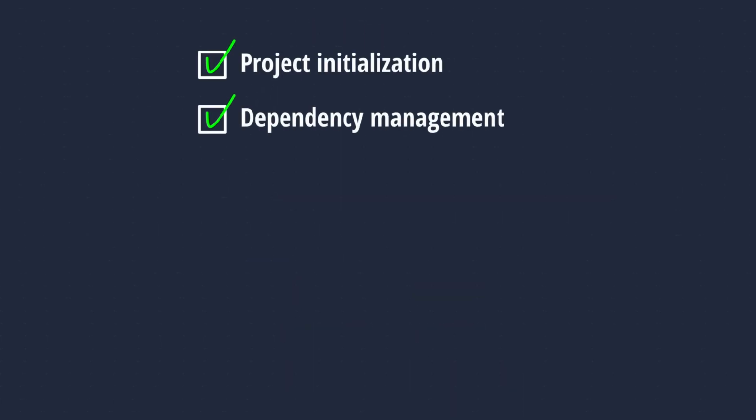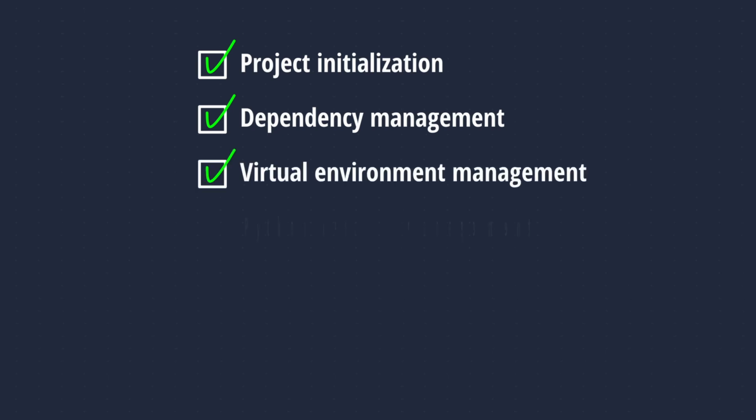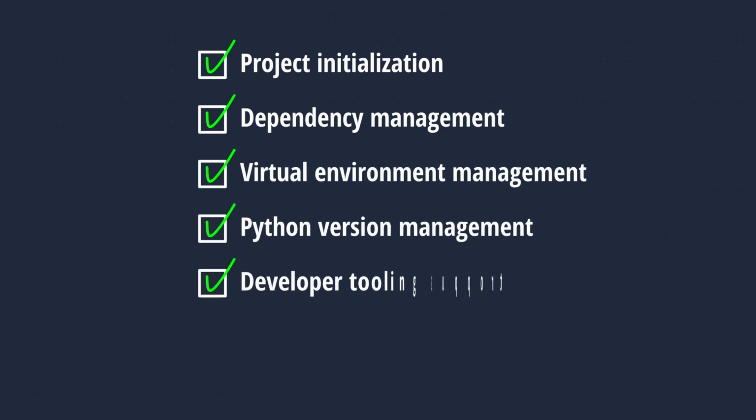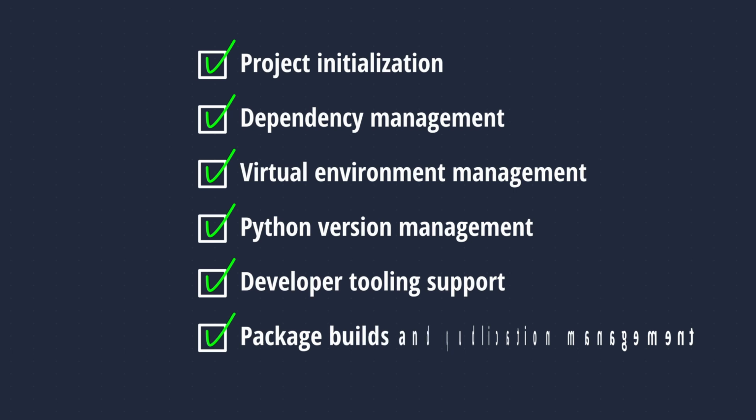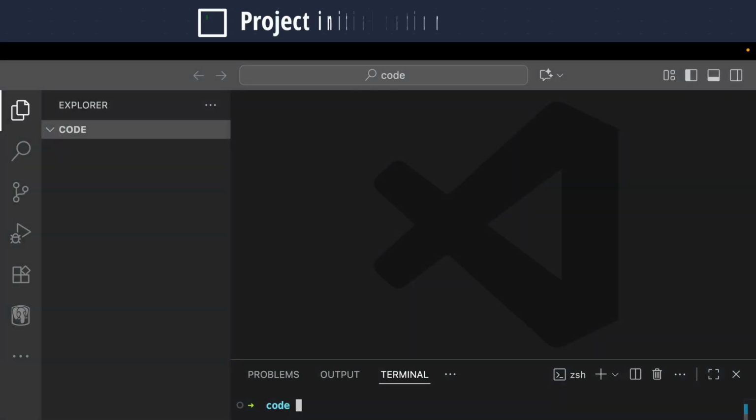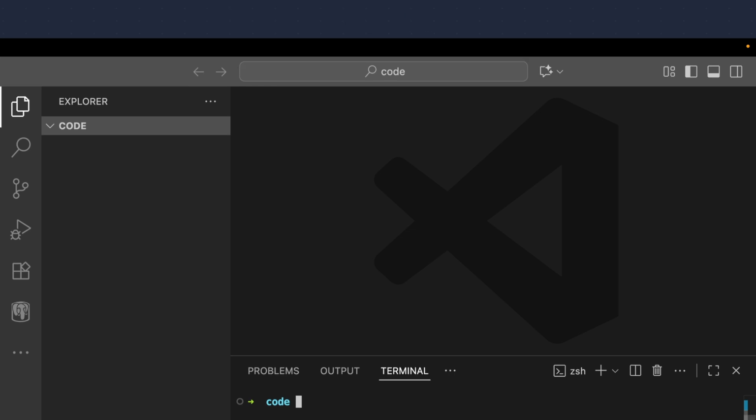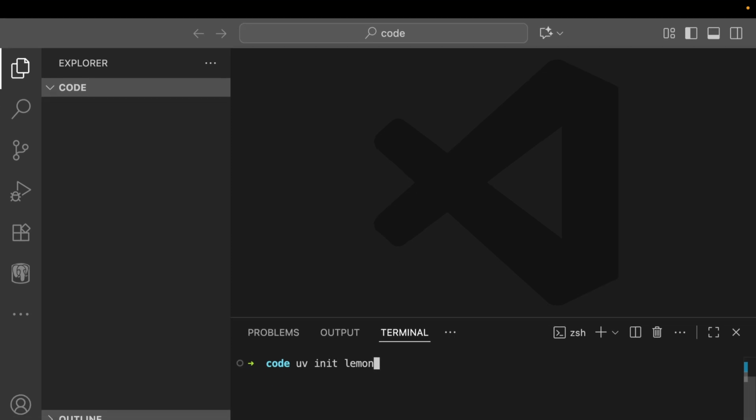We have project initialization, dependency management, virtual environment management, Python version management, developer tooling support, and package builds and publication management. Let's go! First, let's set up a new project. We just need to run uv init and the name of the project. In my case, I'll just call it lemons.